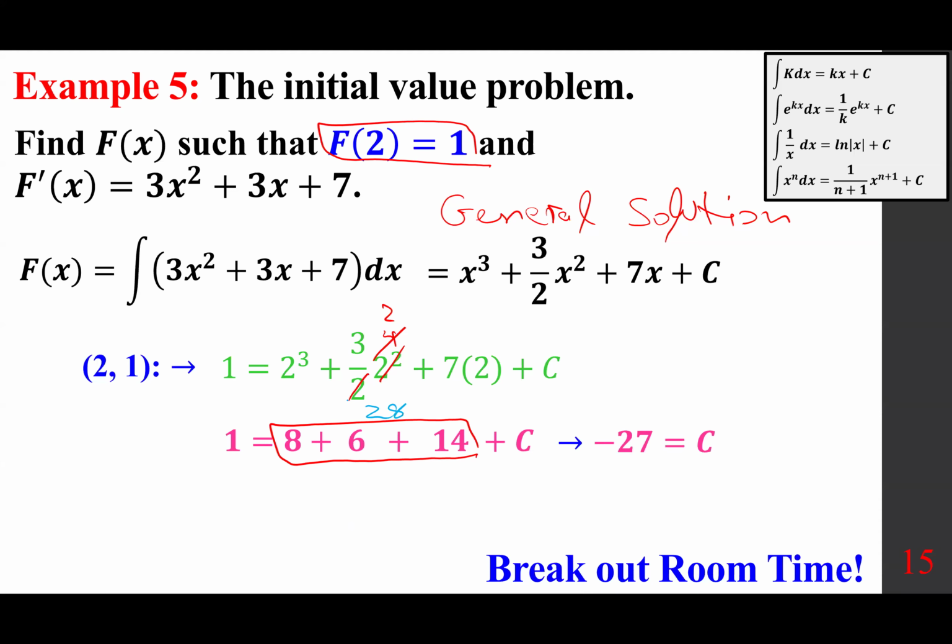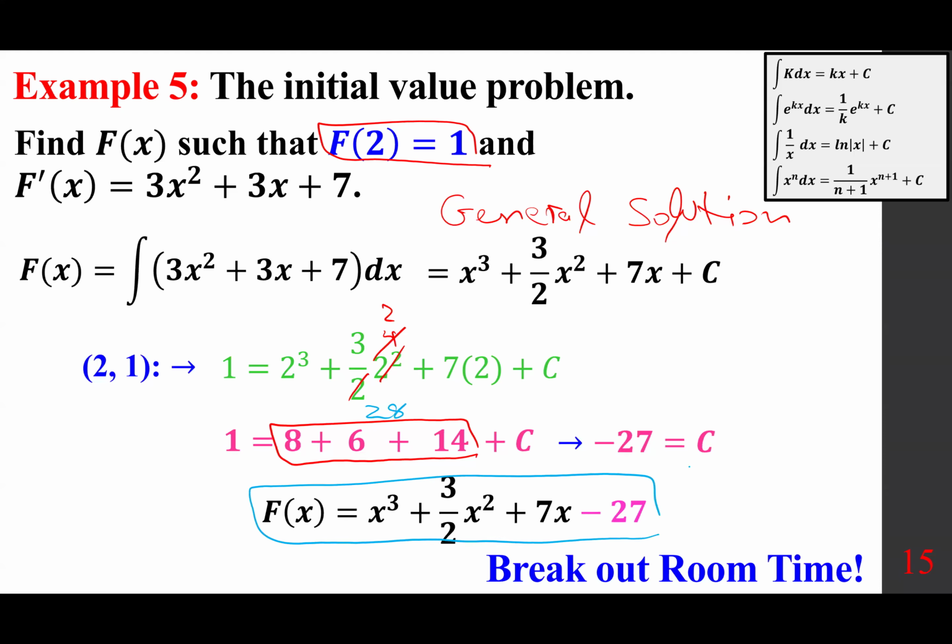So replace it and it becomes one solution. So class, we have infinitely many solutions here. With the help of one pair 2 comma 1, we get one of those solutions, known as the initial value problem.